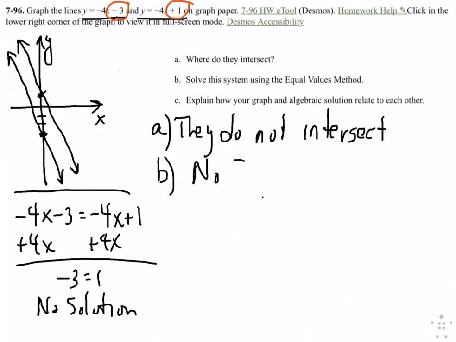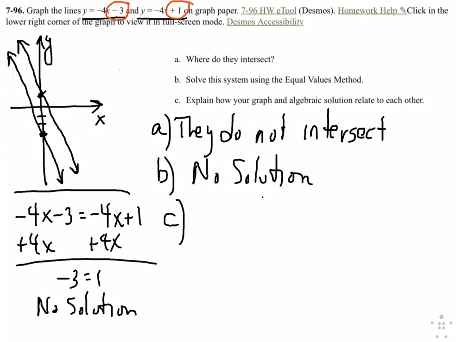I can write no solution, right? Because no matter what, there's no value of x that's going to make -3 equal to 1. So there's no solution, which makes sense because the point of intersection would be the solution, but we know they already don't intersect. And then C, explain how your graph and algebraic solution relate to each other.